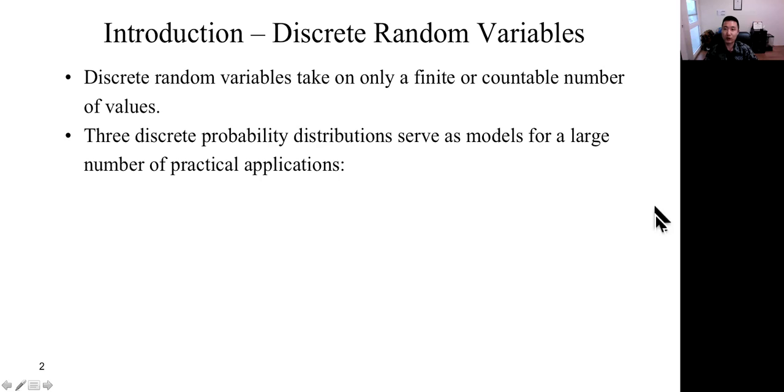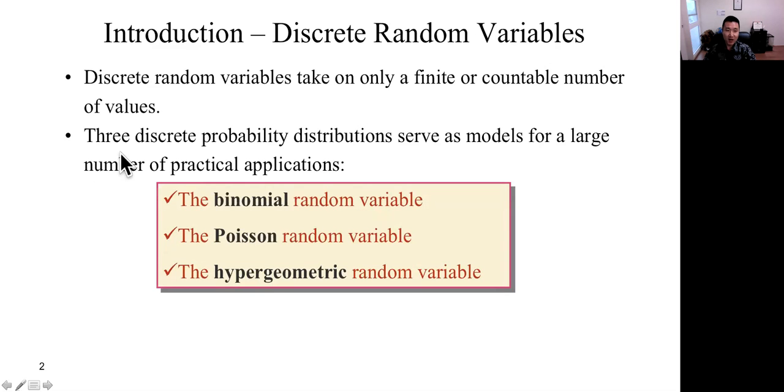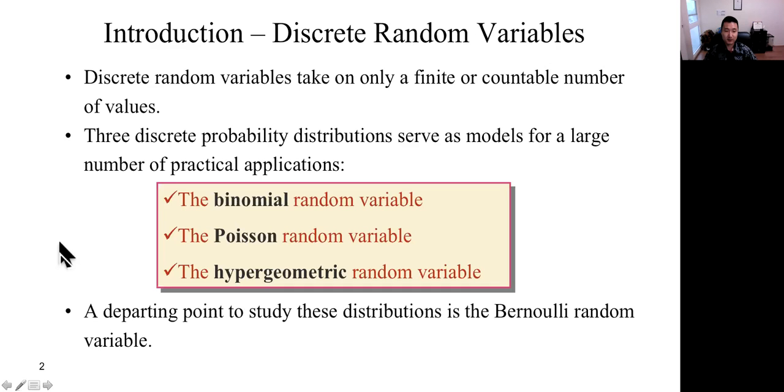First, let's look at discrete random variables. Again, discrete random variables take on only a finite or countable number of values. We have three normally used discrete probability distributions, but in this class, we're going to discuss the first two, which are the binomial distribution and the Poisson distribution.